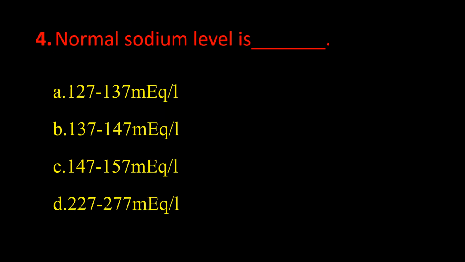Next, normal sodium level is dash. A. 127 to 137 milliequivalent per liter, B. 137 to 147 milliequivalent per liter, C. 147 to 157 milliequivalent per liter, and D. 227 to 277 milliequivalent per liter. So here the answer is 137 to 147 milliequivalent per liter.